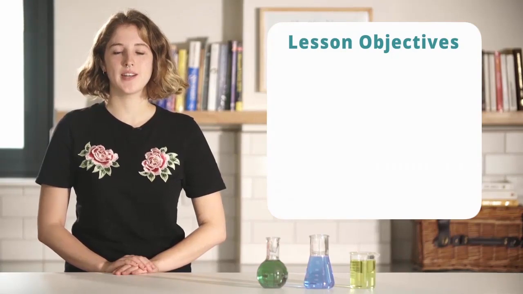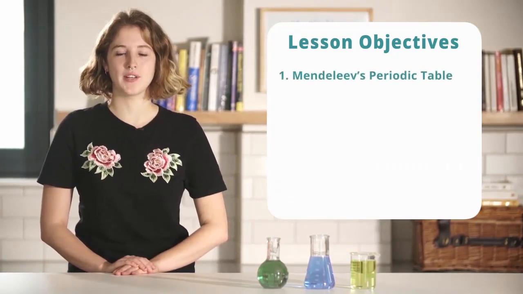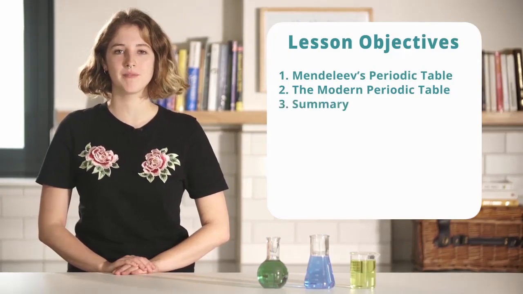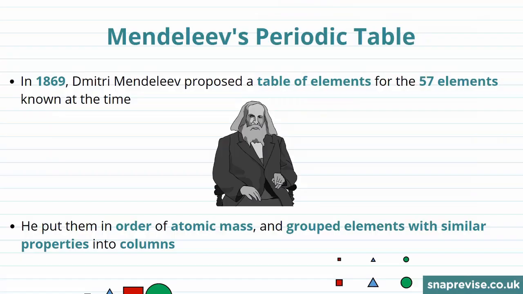Guys, in this video we're going to start by introducing Mendeleev's periodic table before moving on to the modern periodic table, finishing off with a summary. The periodic table is the most important and useful tool in chemistry, and it gives you loads of information, the properties of the elements and also what compounds they're likely to form in chemical reactions.